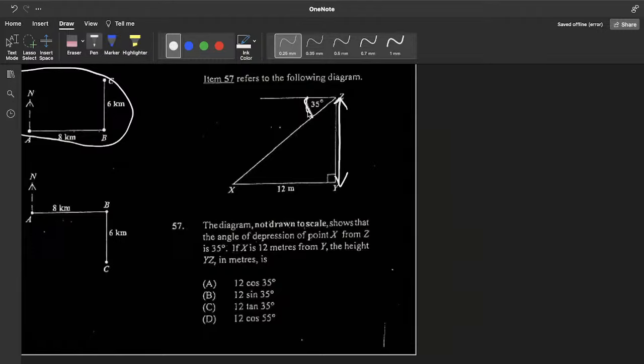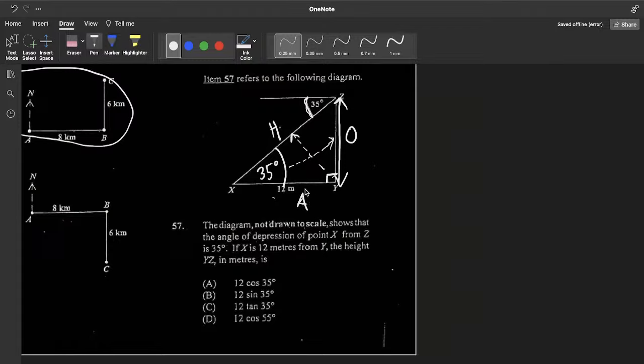So if 35 degrees is the angle of depression, we could also put it here. So the angle here would be 35 degrees. Now, what are we trying to find? Remember, this right angle here, the line opposite to this is considered the hypotenuse. And the line that subtends this angle, or closes this angle, is called the opposite. If this is the opposite, this is the hypotenuse. Clearly, 12 would be what we call the adjacent.